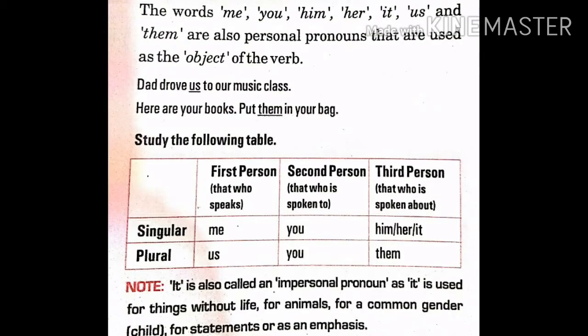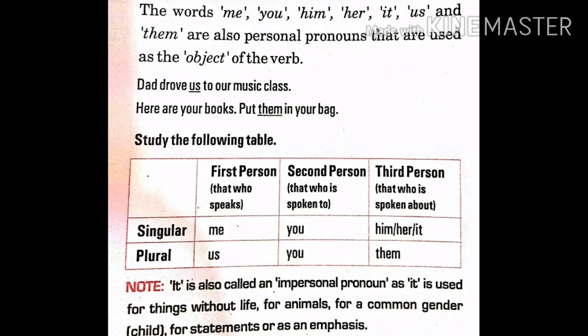Children, in certain cases there are personal pronouns which are used as the object of the verb. For example, me, you, him, her, it, us and them. Like, Dad drove us to our music class. Here, us acts as an object and it is the personal pronoun. Now look at the table wherein me acts as first person in singular form and us acts as first person in plural form. You act as second person in singular and plural form. And him, her, it is a third person in singular and them is a third person in plural form.